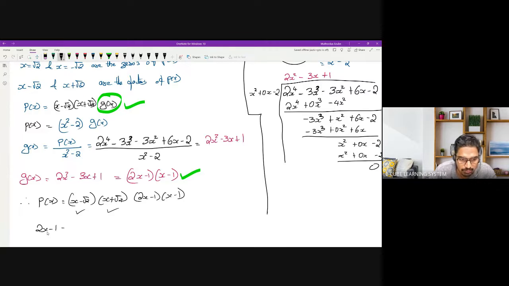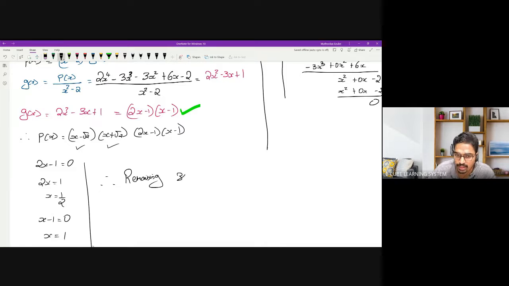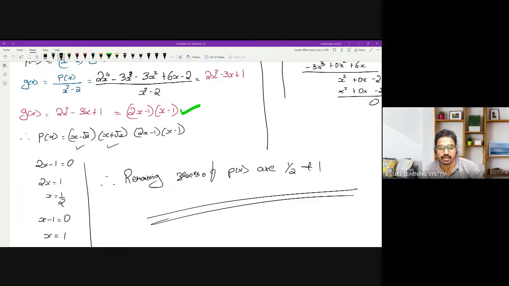2x minus 1 equal to 0 gives 2x is equal to 1, x is equal to 1 by 2. x minus 1 equal to 0 means x is equal to 1. Therefore, the remaining zeros of p of x are 1 by 2 and 1. 2 zeros were provided in the question. We calculated 2 more zeros.